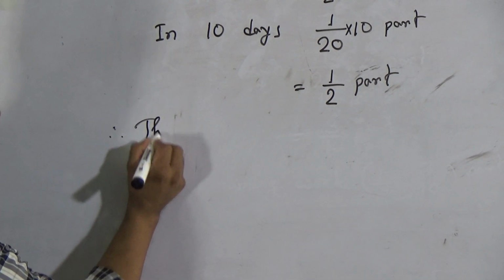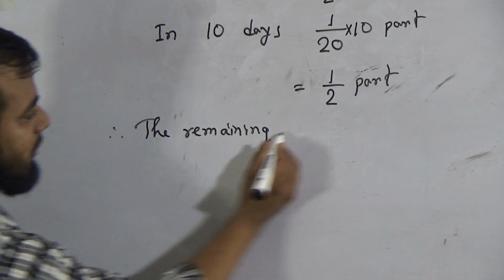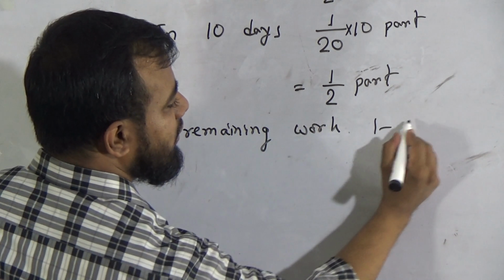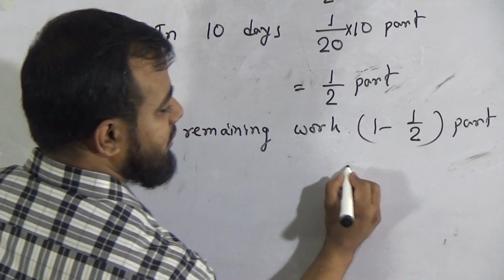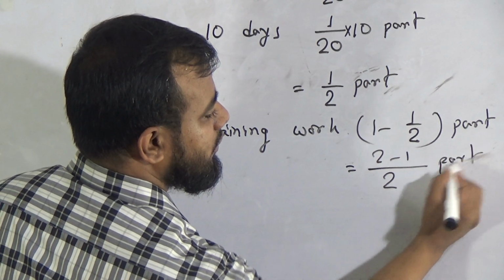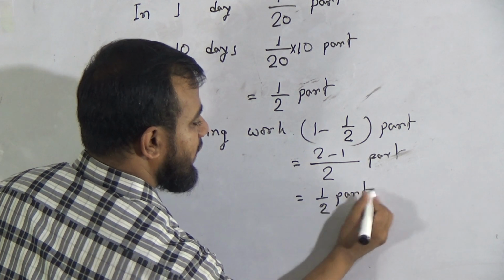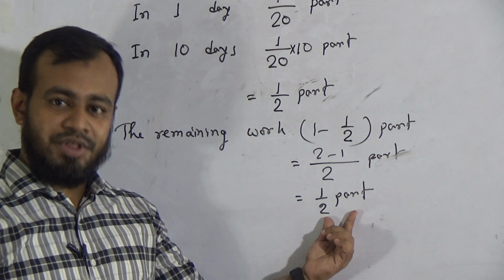Therefore, the remaining work is 1 minus half part. That's equal to 2 minus 1 over 2, which is half part. So half part is done and half part is our remaining part. This needs to be done within time.